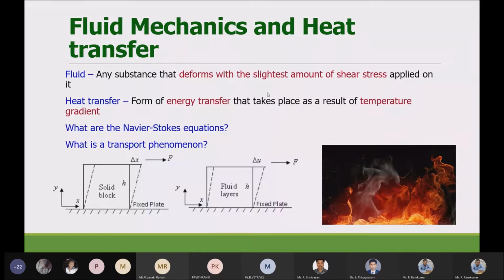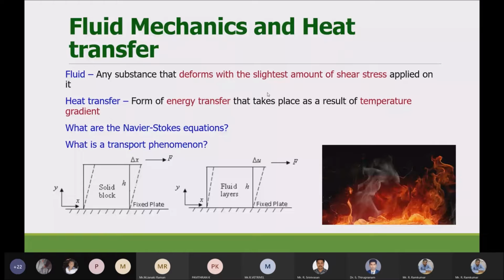Yeah, okay. And how is that different from a solid? A solid will not deform freely, whereas a fluid will deform freely, even for the smallest amount of force. Yeah, the smallest amount of shear force. So that is the thing. And then heat transfer is a form of energy transfer that takes place as a result of a temperature gradient.